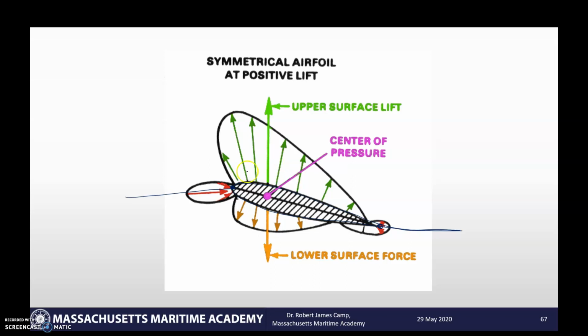So what happens? Well, that decreases the pressure on the top of the wing. And so now I have a pressure imbalance. It's greater on the bottom than it is on the top. And that causes lift. That causes the airfoil to ascend.